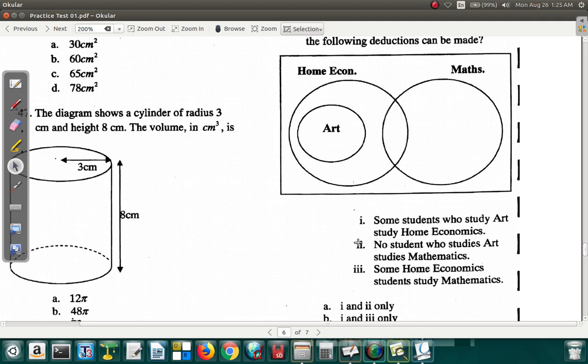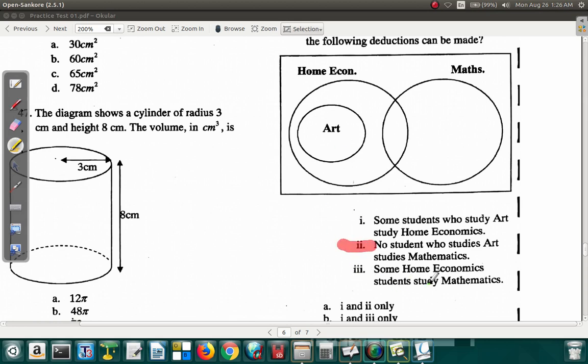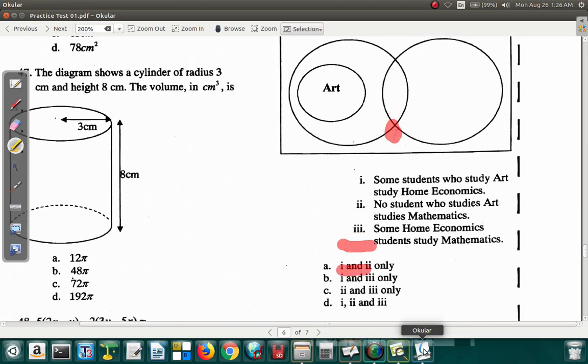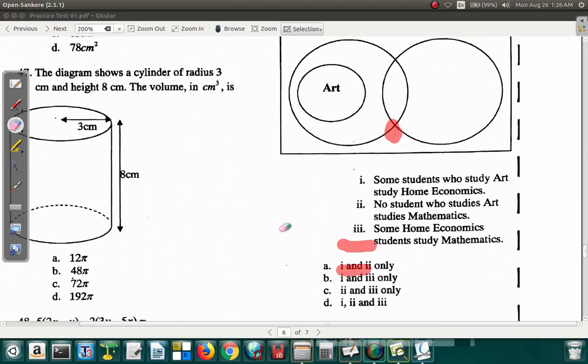Let's leave out one and come back to it for now. Two says no student who studied art studied maths, which is true. So clearly, this is true. Three: some home economics students study mathematics. Based on this overlap here, there's an intersection, so this is true, right? Now we see that 2 and 3 are definitely true. Now, is 1 also true? Therefore, is it C or D?